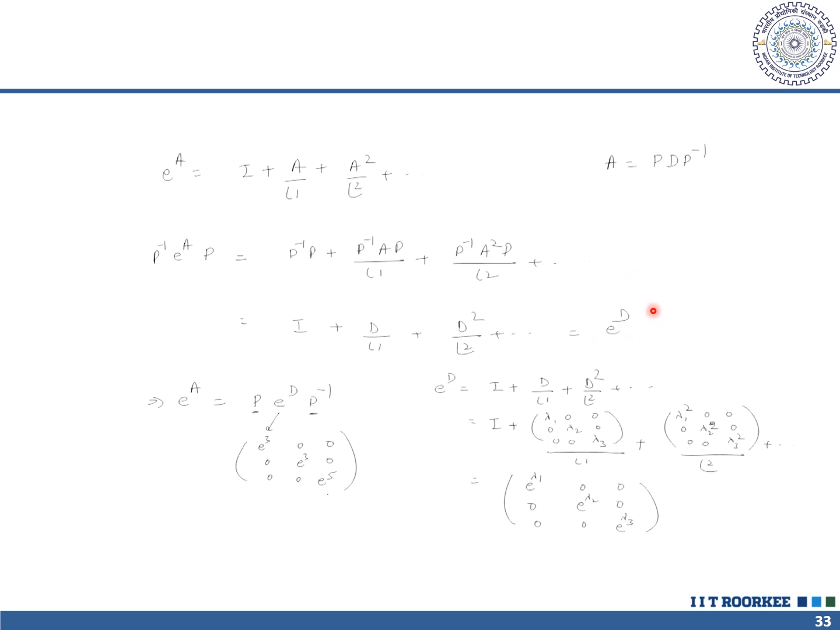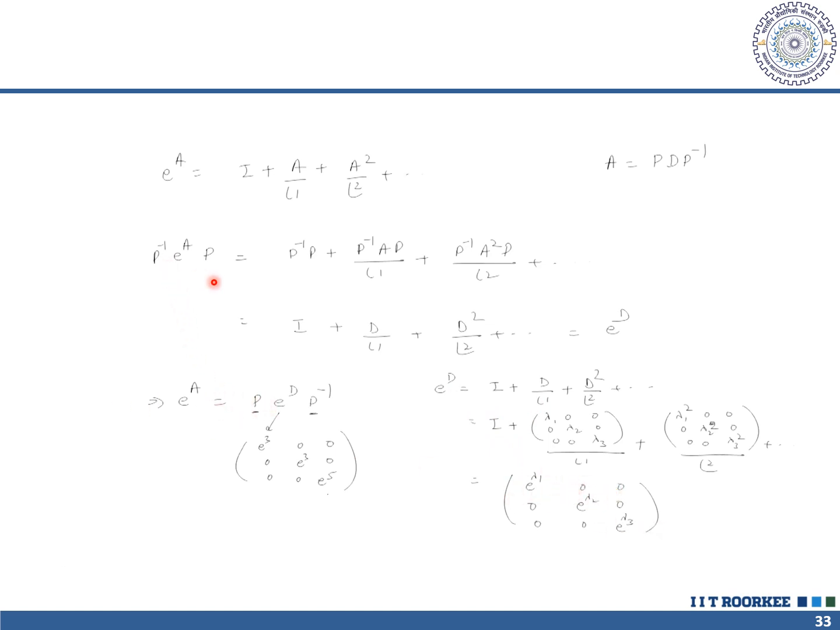which equals e to the power of D, where e to the power of D equals I plus D by 1 factorial plus D square by 2 factorial and so on, which equals I plus, where the diagonal matrix is lambda 1, lambda 2, lambda 3, by 1 factorial plus lambda 1 square, lambda 2 square, lambda 3 square by 2 factorial and so on, which results in adding the first elements together, which is 1 plus lambda 1 by 1 factorial plus lambda 1 square by 2 factorial and so on, which is e to the power of lambda 1. And similarly we will get e to the power of lambda 2 and e to the power of lambda 3. E to the power of a diagonal matrix is e to the power of its elements.